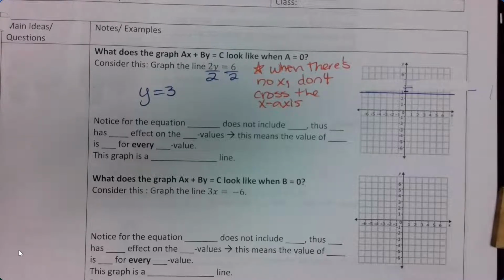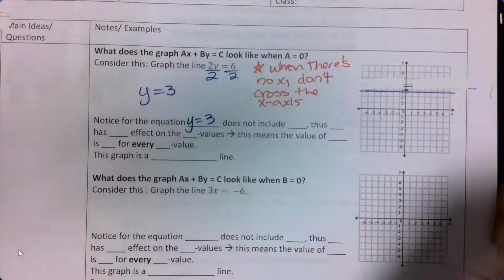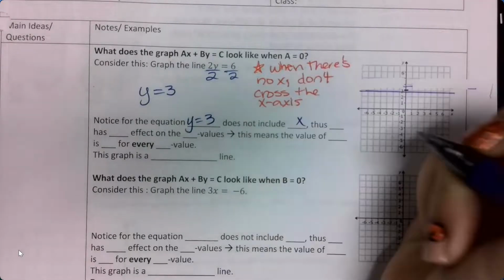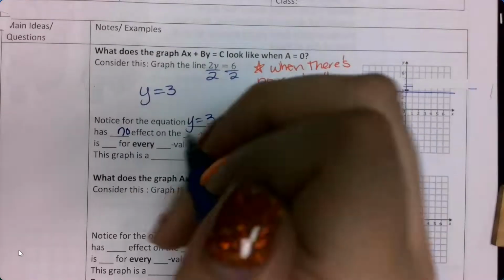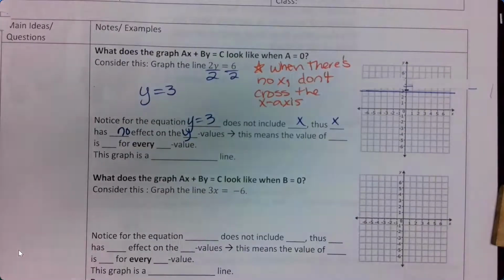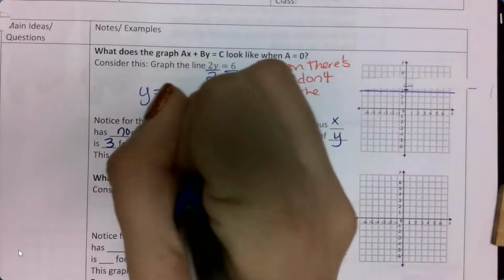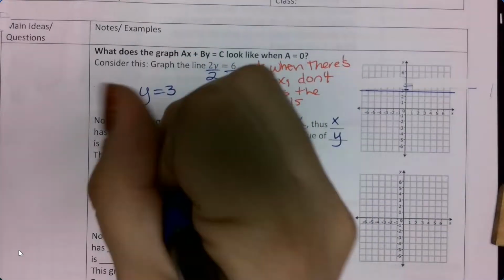Okay, so notice for the equation, y equals 3 does not include x. Therefore, x has no effect on the y values. This means the value of y is 3 for every x value. And the graph is a horizontal line.